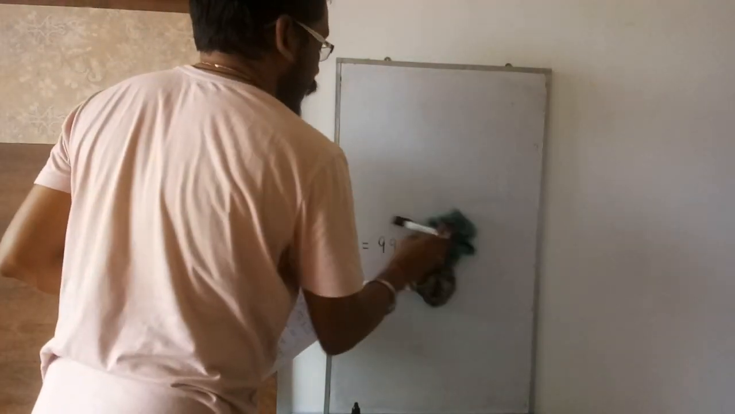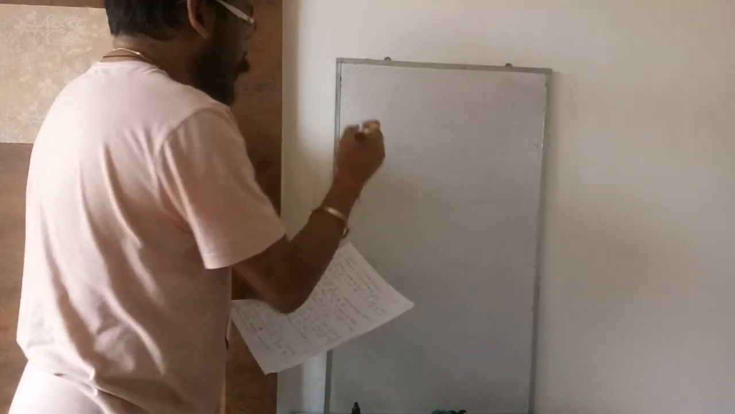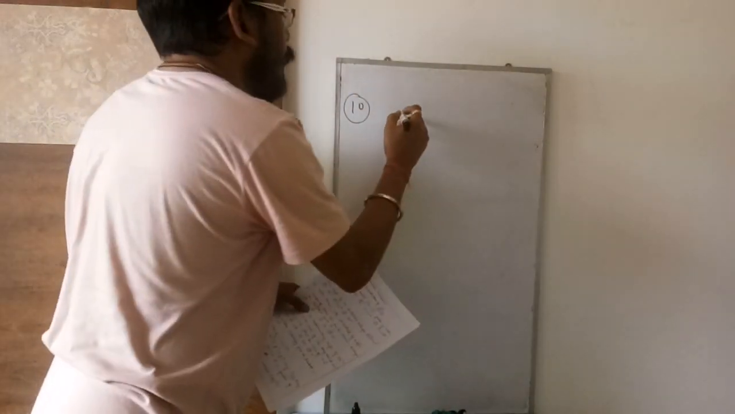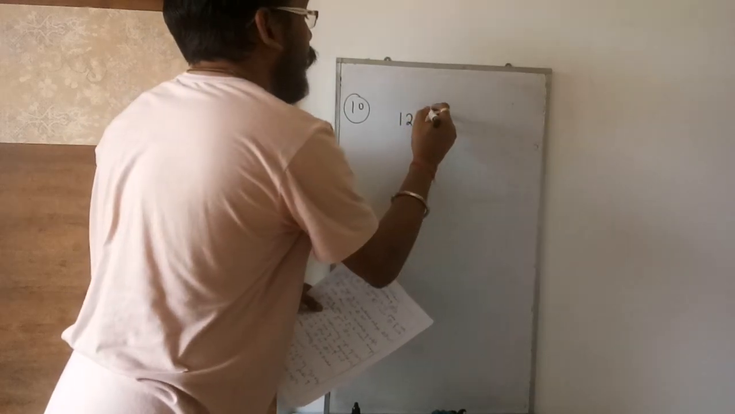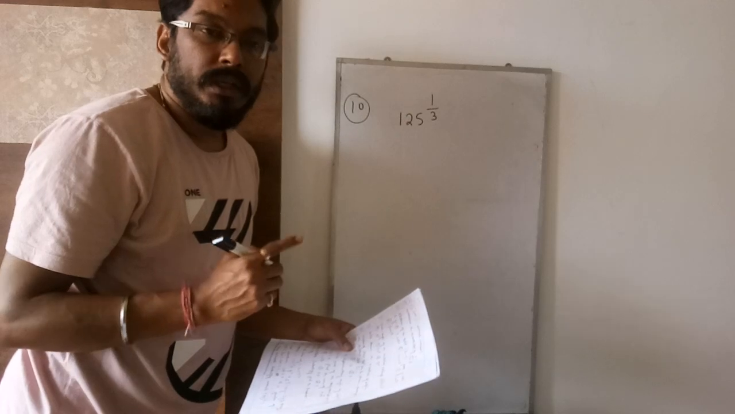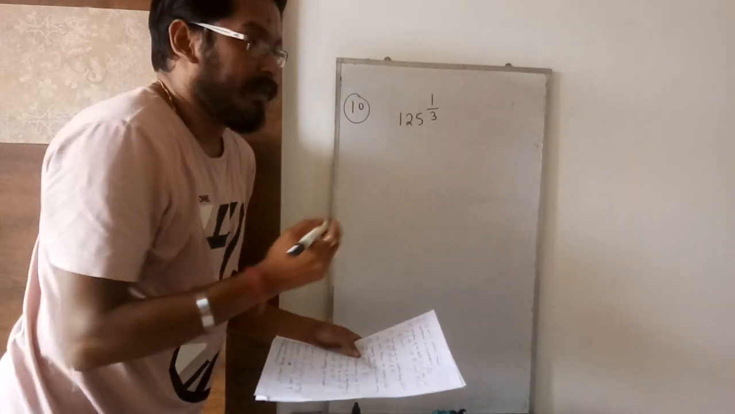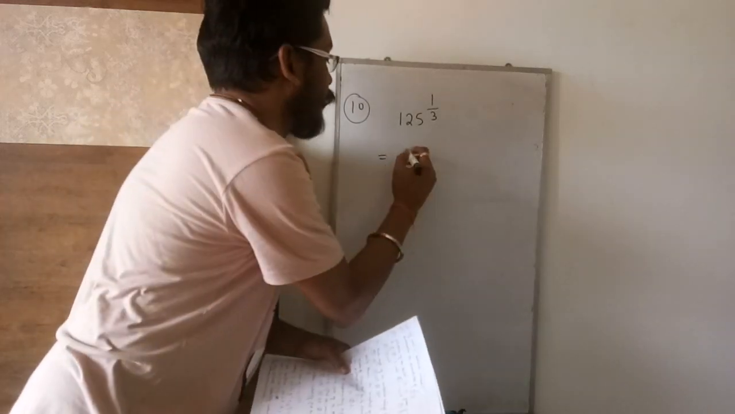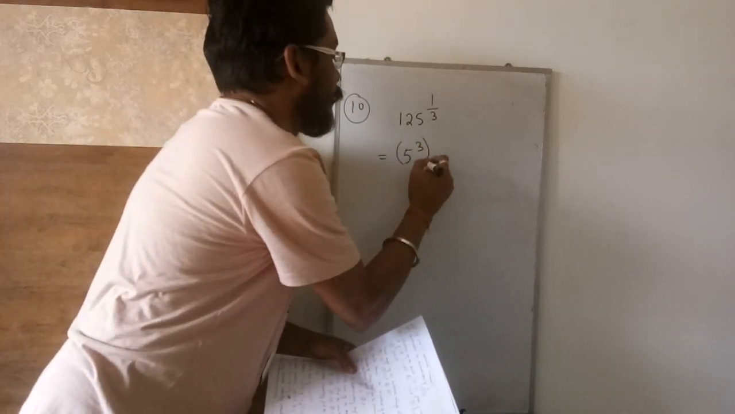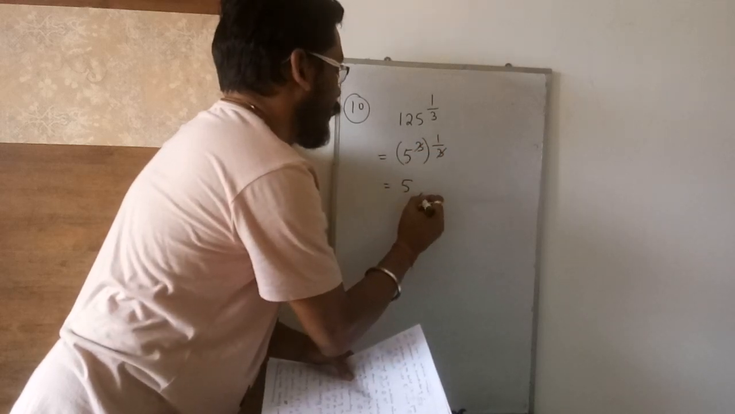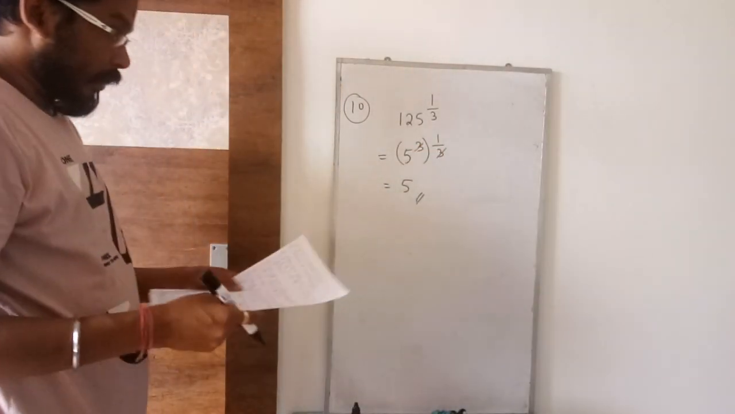Next question number 10. Question number 10, they have said find the value of 125 whole to the power 1 by 3. I have to find the value of this. This is from chapter 1 last exercise. So 125, if you factorize it, is 5 cube. So it is 5 cube to the power 1 by 3. 3 cancels. So it is 5. So this is your answer.